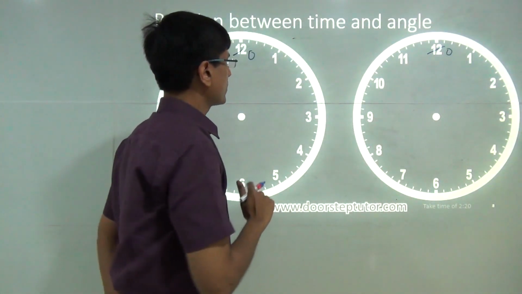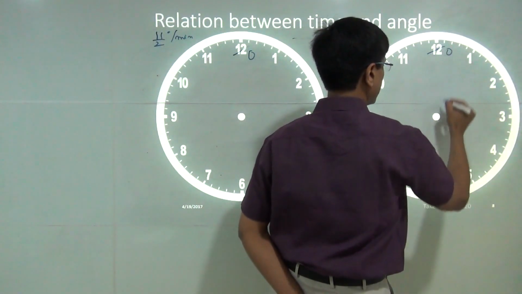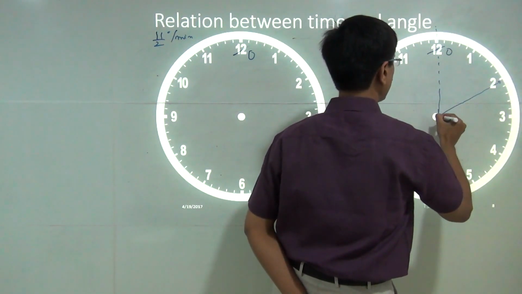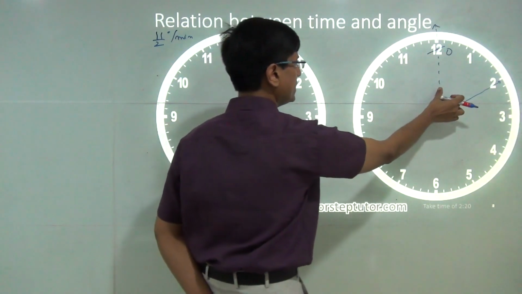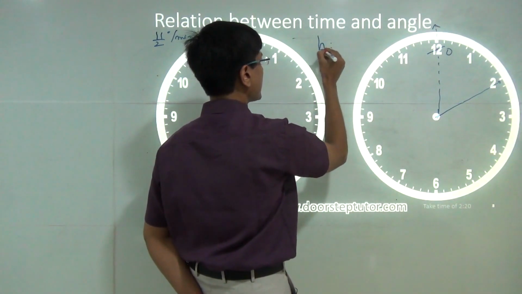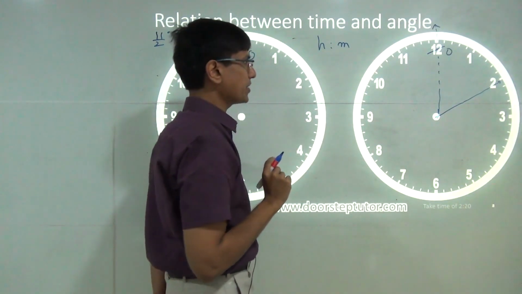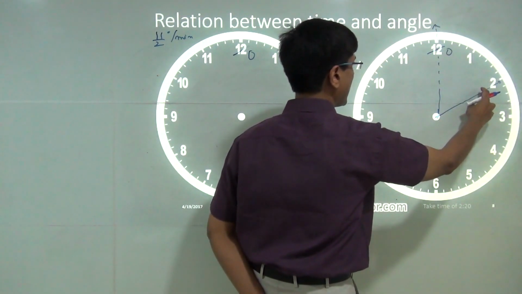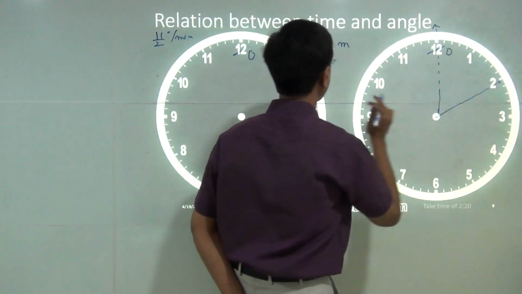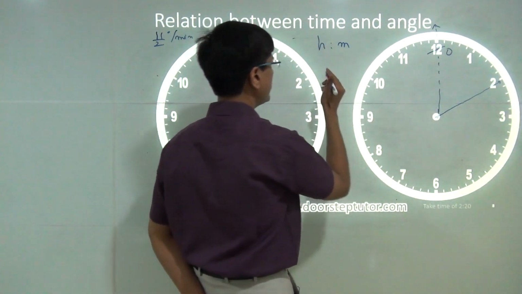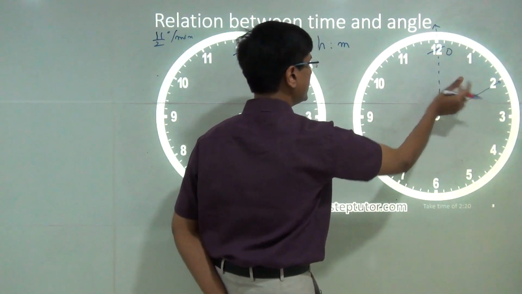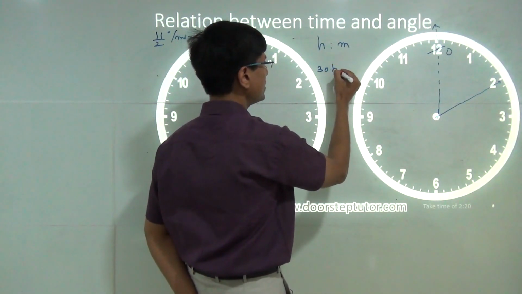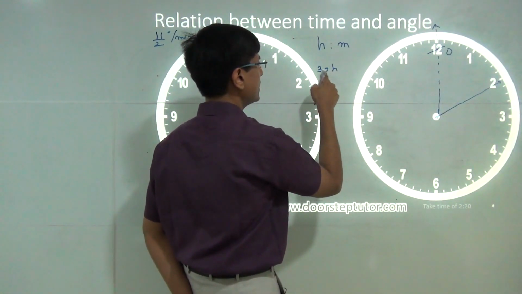So far so good. Now, what are the angles? What am I trying to find? I am trying to find the angle between the hour hand and the minute hand at h hours and m minutes. That's my objective. And how do we do that? What is the angle between the hour hand and the minute hand at 1 o'clock, 2 o'clock, 3 o'clock? Each of these is 30 degrees. Therefore, the angle at h o'clock would be 30h, the angle between the minute hand and the hour hand.